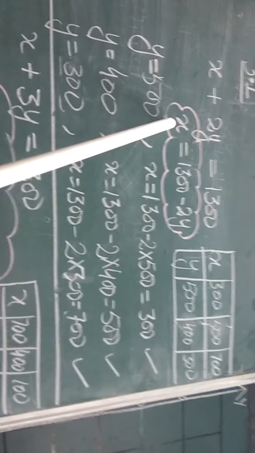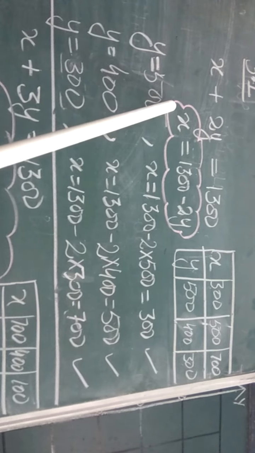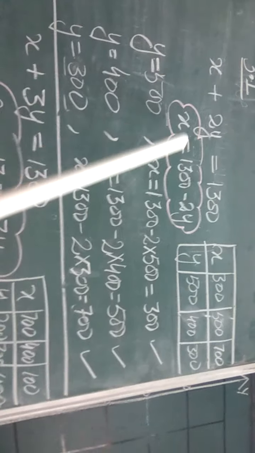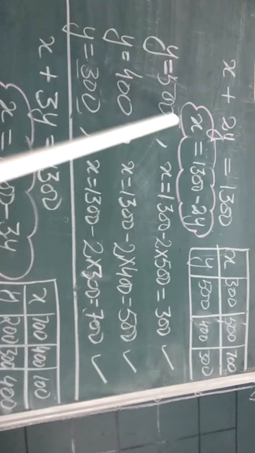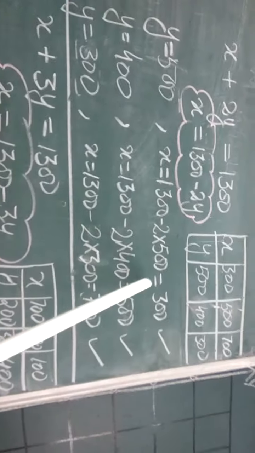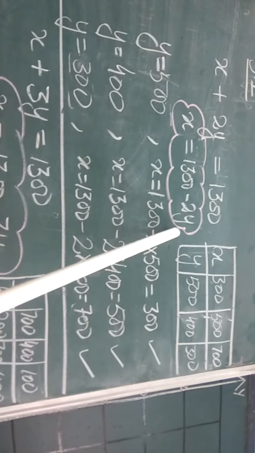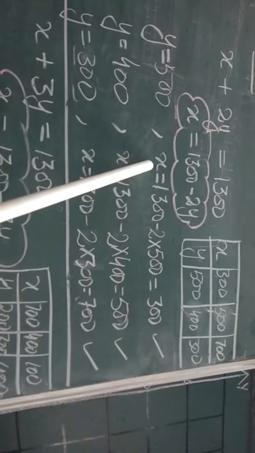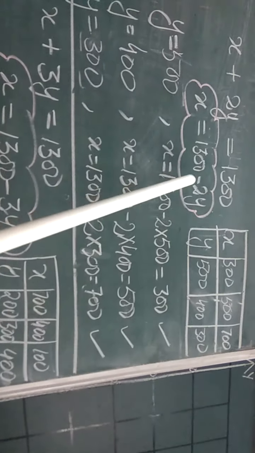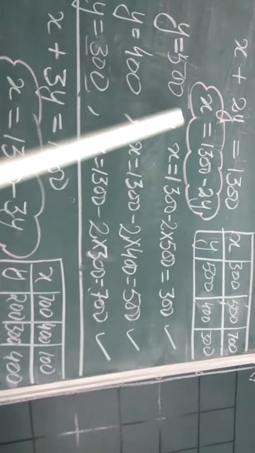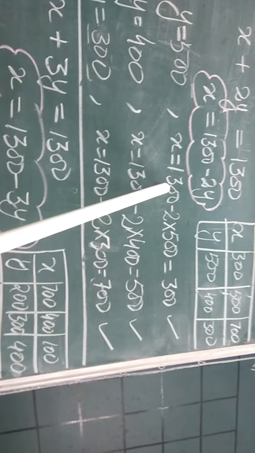And the variable whose coefficient is 1 is taken alone. Now by assuming the value of y ourselves, we can get a minimum of 3 values of the other variable. Like, if y is 500, meaning the cost of one ball is 500, then let us find out the cost of the bat. X is equal to 1300 minus 2 into 500, which is 1300 minus 1000, and 1300 minus 1000 is 300.